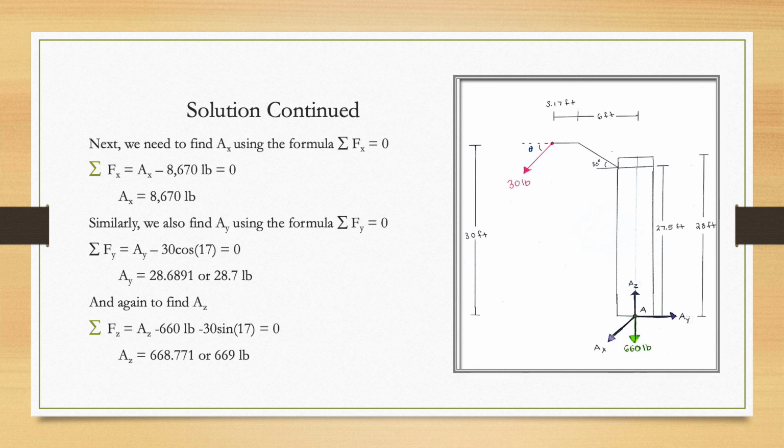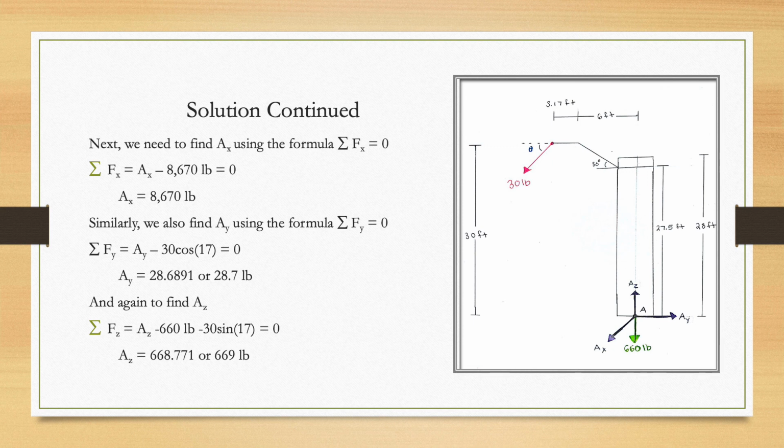Next, we find the force of A on the x-axis using the formula, the sum of the forces on the x equals 0. So after doing the calculation, we find that the force of A on the x-axis is equivalent to the wind load, which is 8,670 pounds. Similarly, we also find the force of A on the y-axis using the formula, the sum of the forces on the y equals 0. So we also find that the force of A on the y-axis equals the force of the 30 pounds on the y-axis, which is 28.7 pounds.